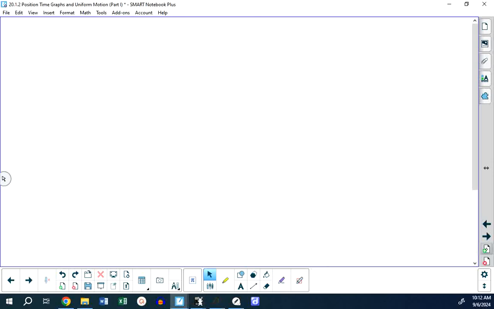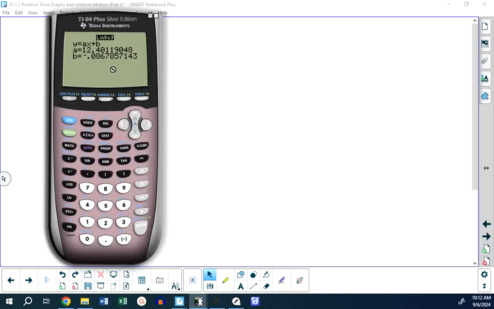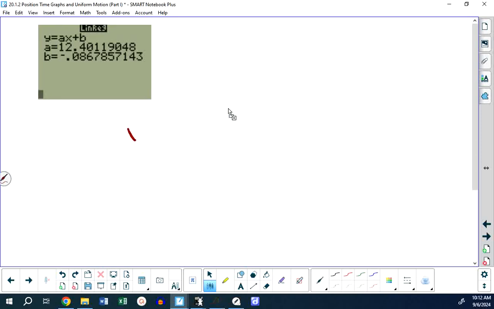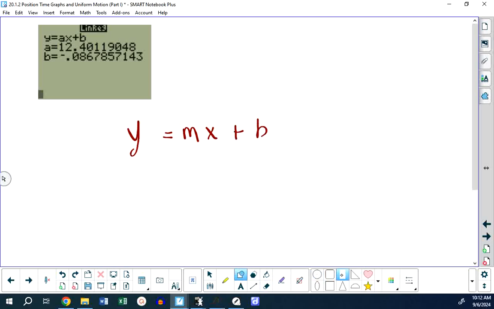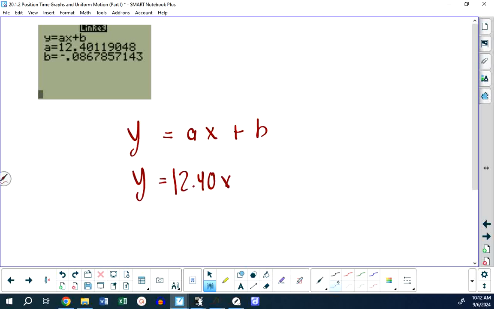And this is a Math 10 equation. It's a linear equation. In Math 10, we would write y equals mx plus b. In your calculator, it uses ax plus b. Live with it. It's just a letter. Okay? A is the slope, b is the y-intercept. And it's telling you that in this particular set of data, y is equal to 12.40x plus negative 0.087.